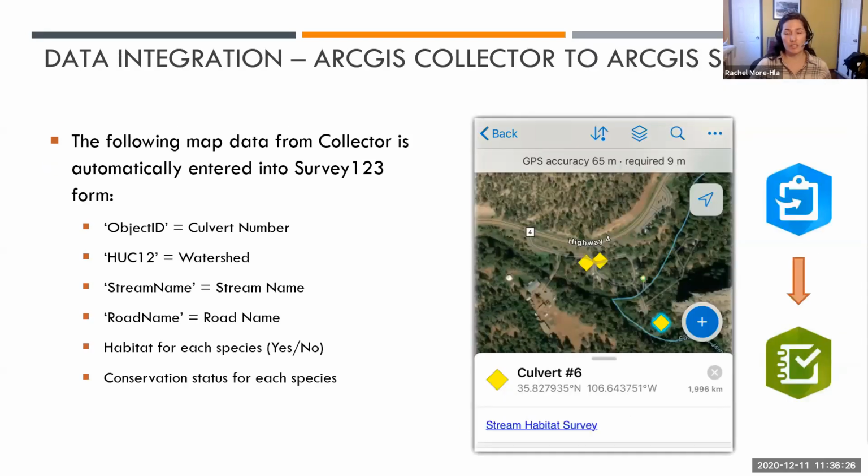From Collector, the user is switched automatically to Survey 123 on the mobile device, and culvert attribute data is entered into the respective fields of the Survey 123 form. This helped to decrease data entry errors and typos. The data transfer also confirmed which habitat areas overlapped with the culvert being surveyed and the wildlife species conservation status. Those two attributes were both necessary for the final habitat rating calculations. The screenshot here shows the Collector map pop-up and the link to the Survey 123 form.